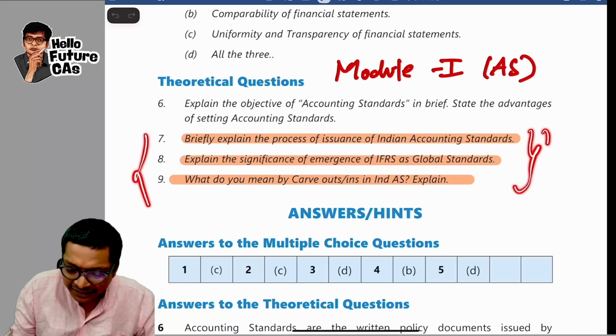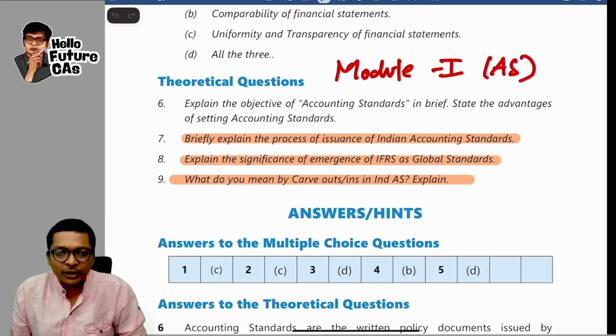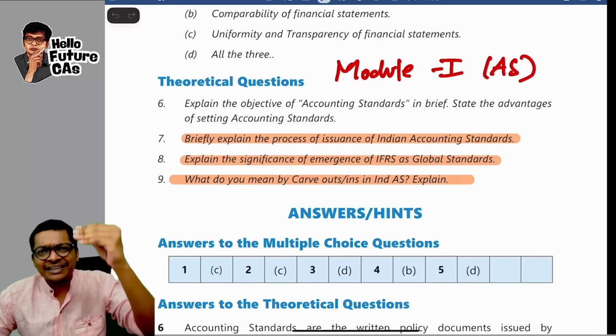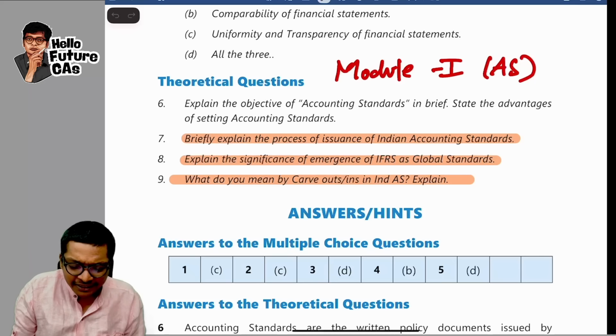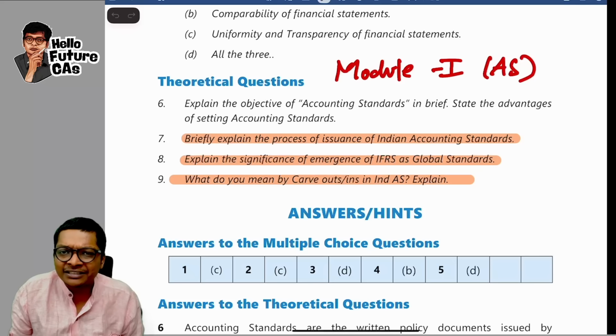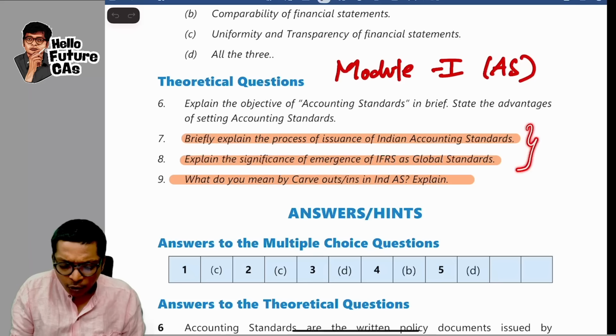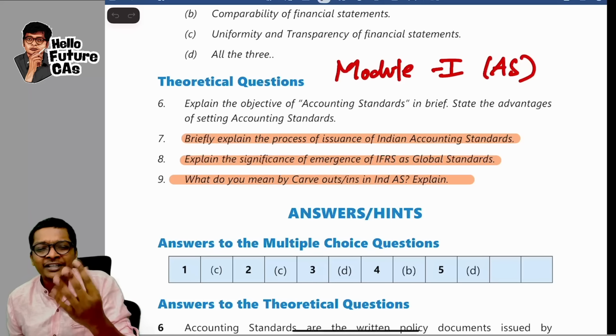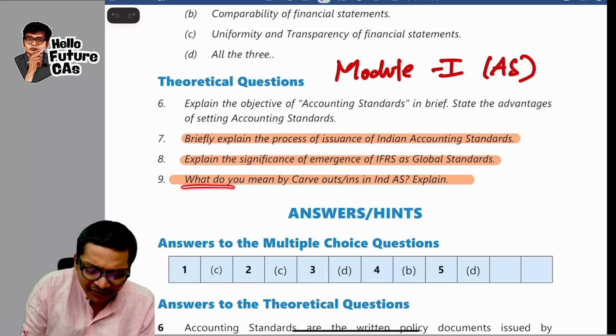Go through these 3 questions, guys, from this Module 1 chapter. Briefly explain the process of issuing accounting standards. There are some steps. Explain the significant emergence of IFRS as global standards. Go through that. These 2, if you feel it's heavy, okay, that's fine. At least quickly go through. At least out of 4, you can get 2 or 3. But this last one is very important.